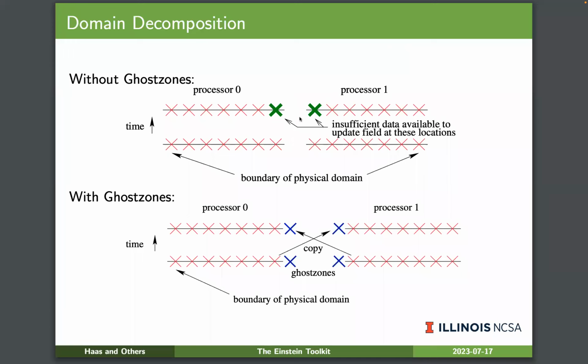And then you can update everything that you can. And then once you're done, you can get the missing data from the other processor in these blue ones. And that's called a copy. It's called a ghost zone exchange.